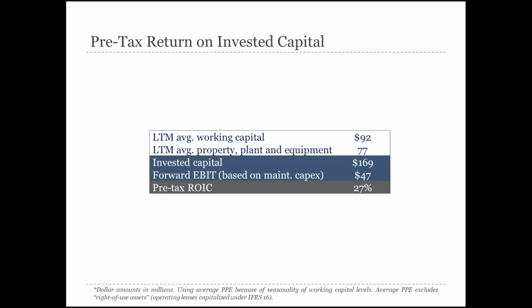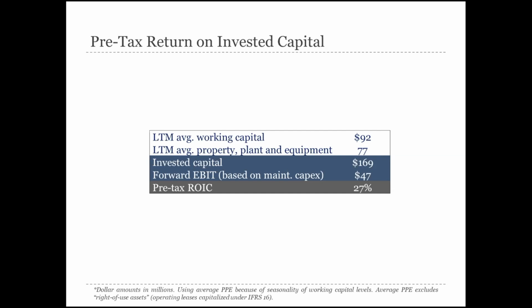Now let's look at the underlying business return side of the equation. First, let's look at pre-tax ROIC, return on invested capital. I'm taking the average instead of the current quarter invested capital because there's some seasonality in working capital for this business. But bottom line, if we do that and we take forward EBIT, using maintenance CapEx instead of depreciation, you have a pre-tax ROIC of 27%.